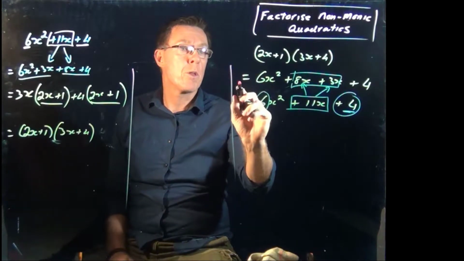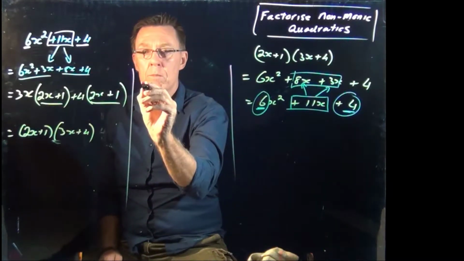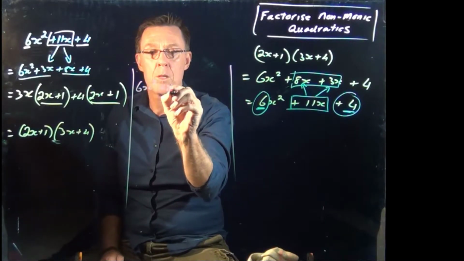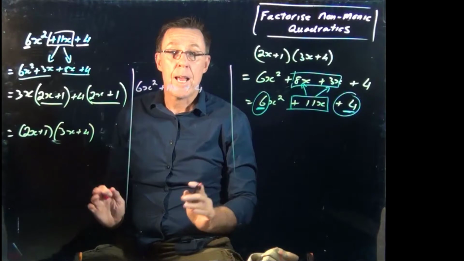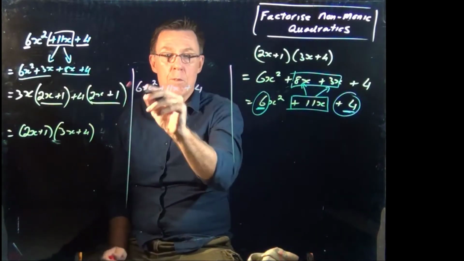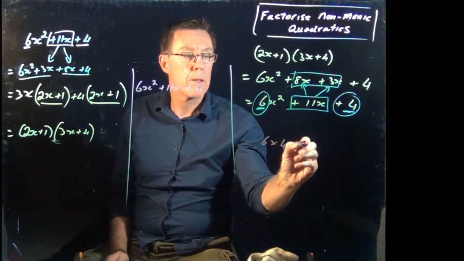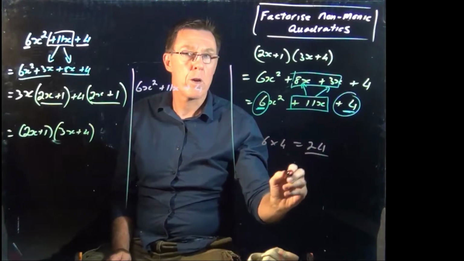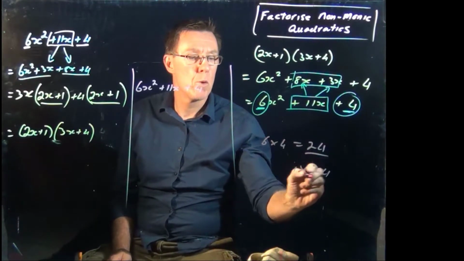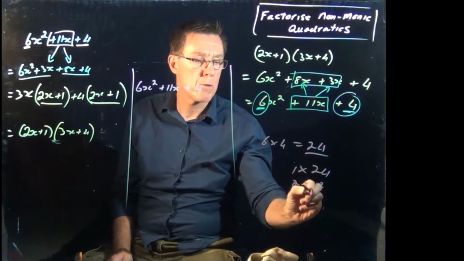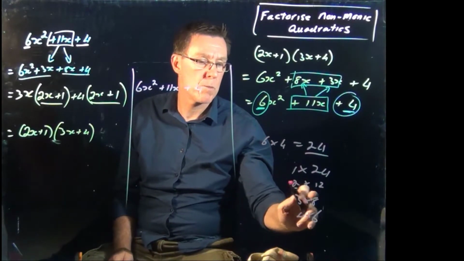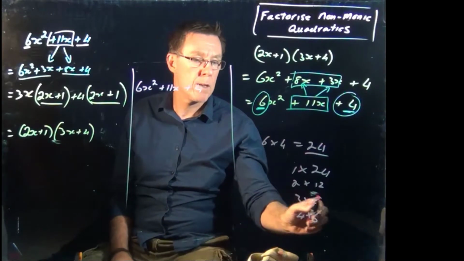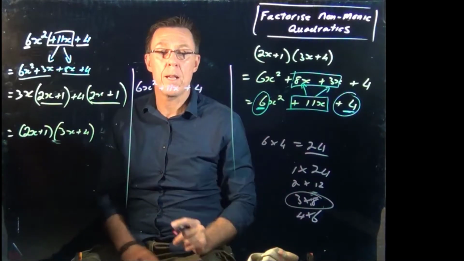So I'm going to start with the original question, 6x squared plus 11x plus 4. It starts exactly the same way as this one did. We take the 6 and the 4 and we times them together to get 24, and we start writing down the factors. 1 times 24, 2 times 12, etc. 3 times 8, 4 times 6. So write all the factors down. Once again, look for the pair that add to 11x.